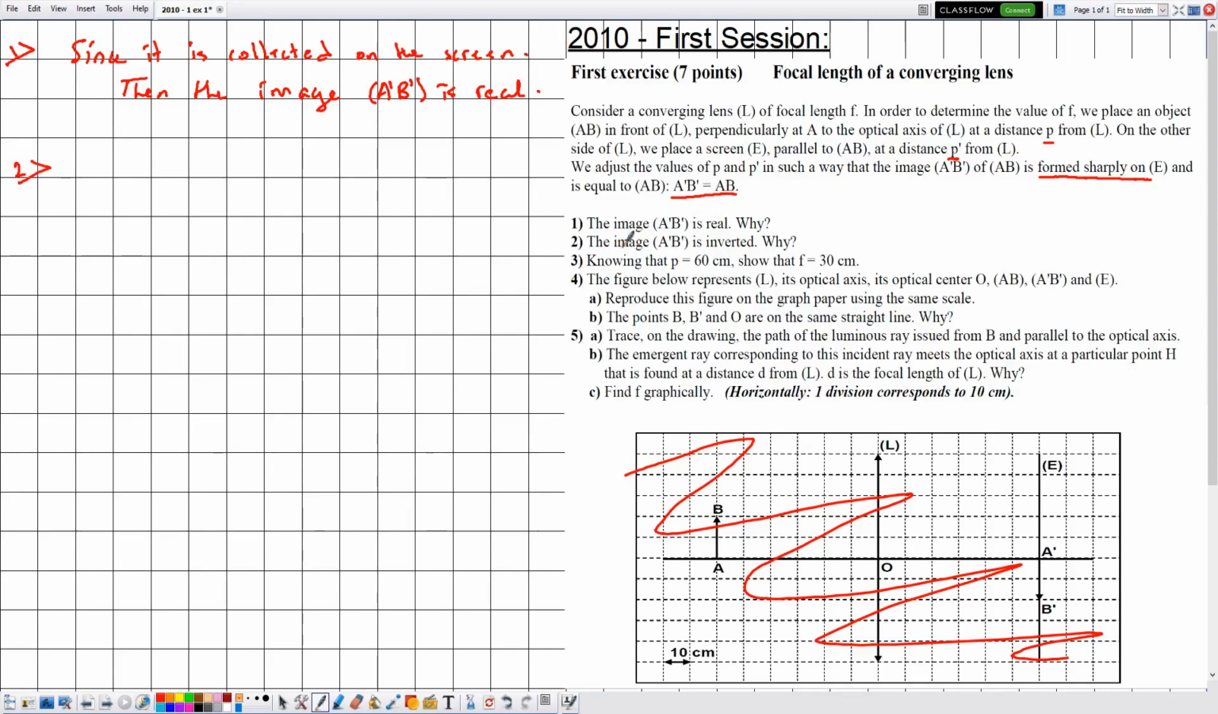And now they are telling me number 2 that the image A prime B prime is inverted. Why? Okay, we have already justified why the image is real, and we know that a real image is inverted with respect to the object. Then let's say since it's real, then the image A prime B prime is inverted with respect to the object AB.